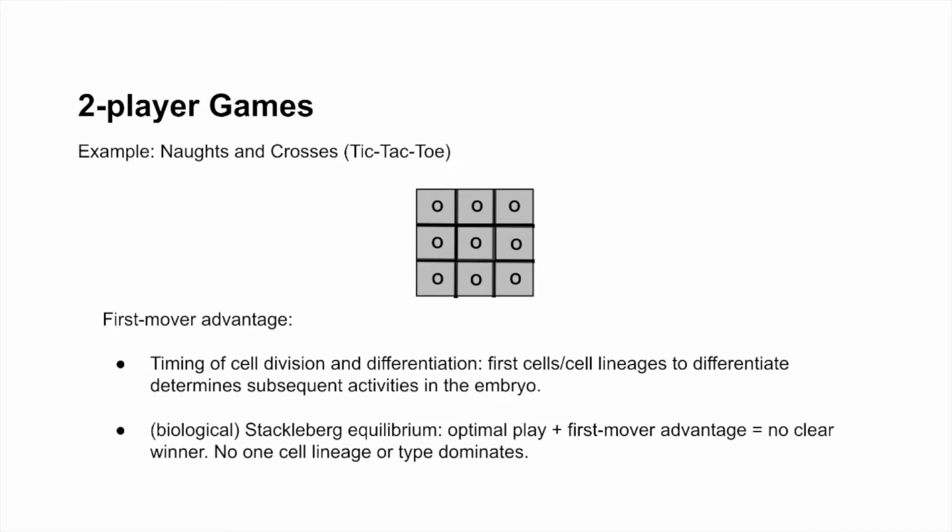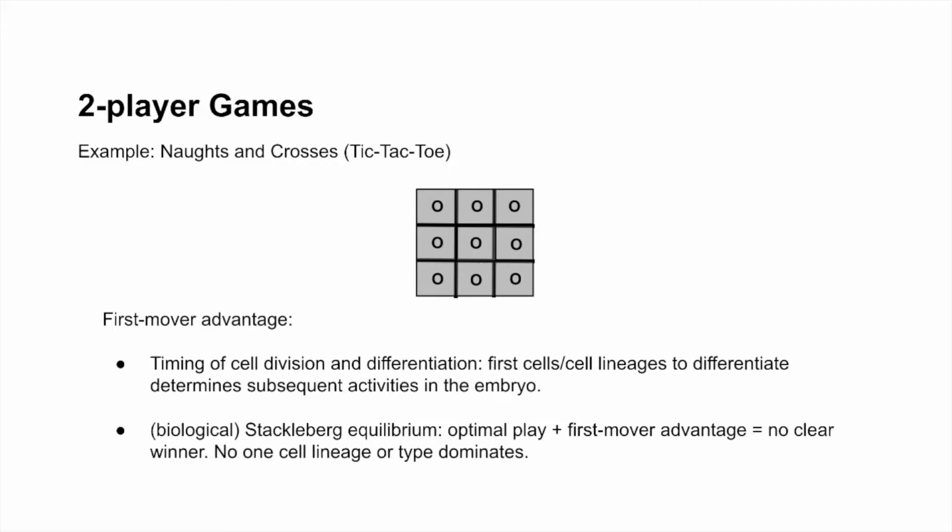And so if we look at the timing of cell division and differentiation in an embryo, the first cells or cell lineages to differentiate determine subsequent activities of the embryo. They determine the spatial breakdown of what the embryo should look like, and those cells then have their preferred position and their preferred function. And this actually can be modeled using a Stackelberg equilibrium, or something we're actually calling a biological Stackelberg equilibrium. This is where you have optimal play by the ontogenetic agents, plus this first mover advantage of one cell lineage over another. And so this means that there's no clear winner.